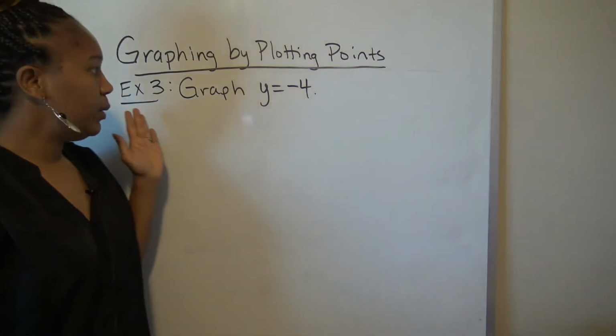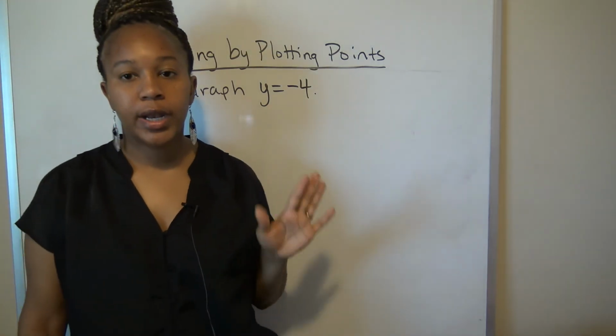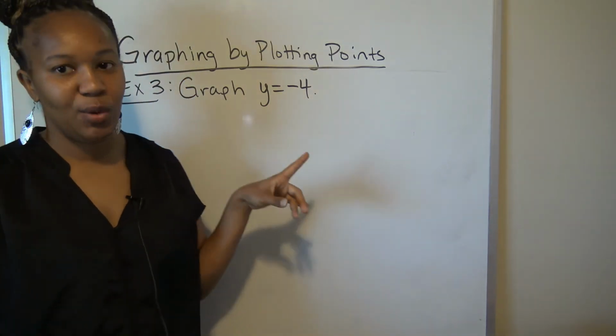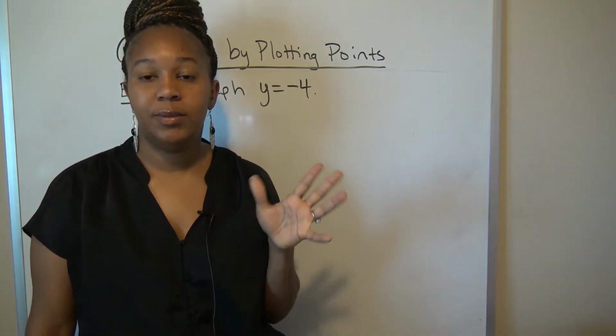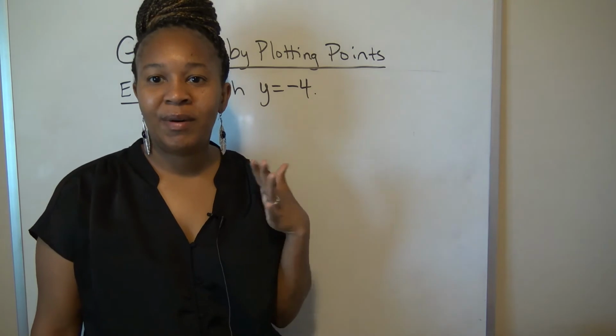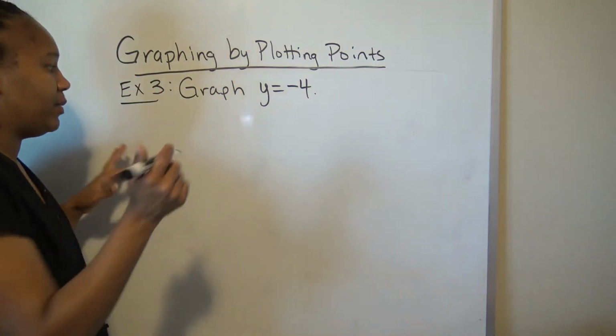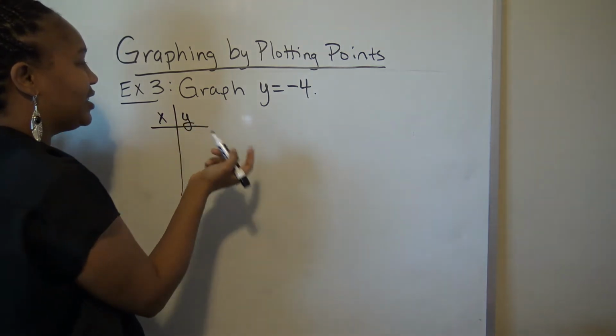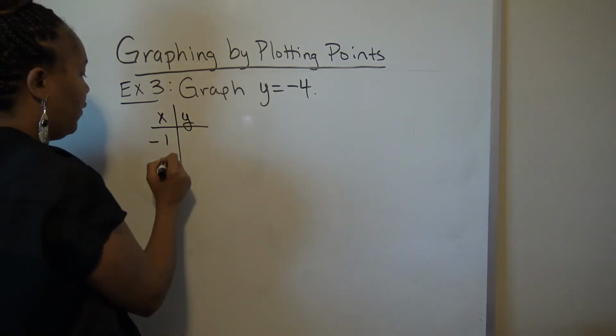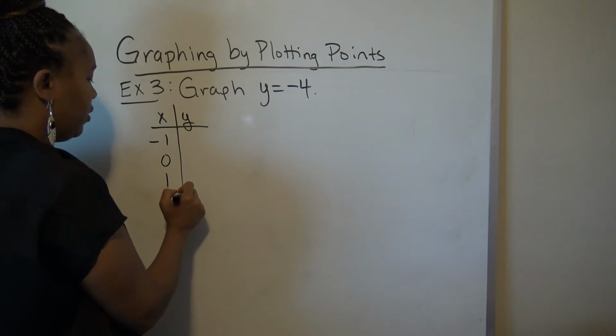For example 3, we want to graph y equals -4. Now, if you notice, I only have one variable. Anytime there's only one variable, it's going to be a special case. That means it's going to be some special form of a line. Okay, so let's look and see what happens. I don't have an x to plug in anything, but I can still pick whatever values I want for x. So -1, 0, and 1.